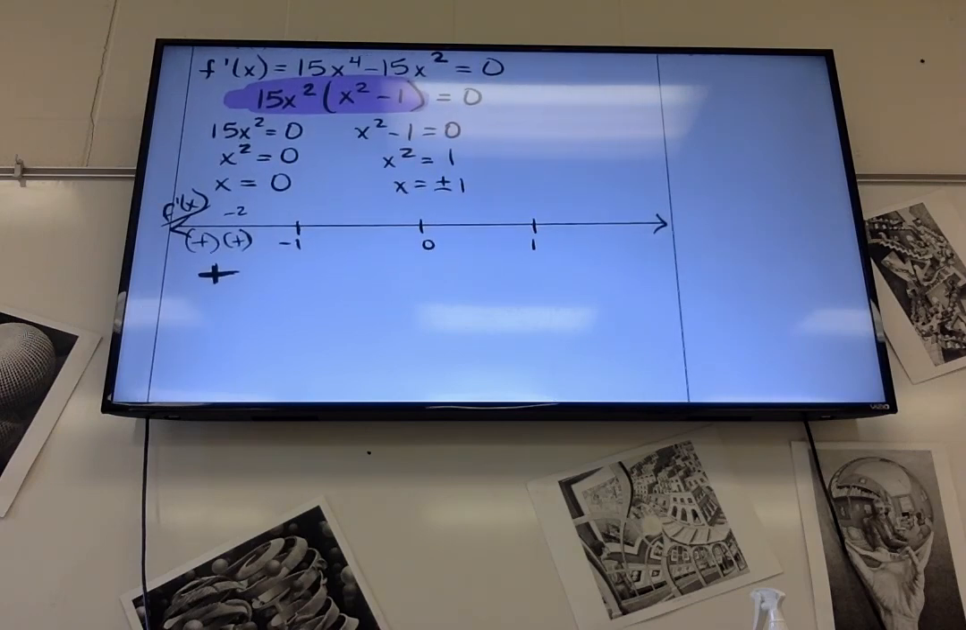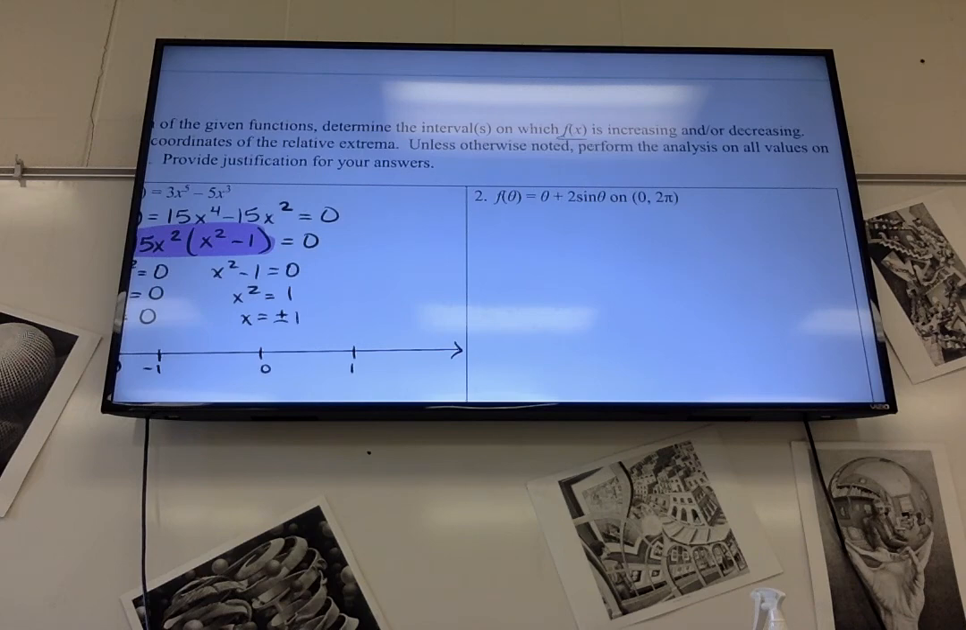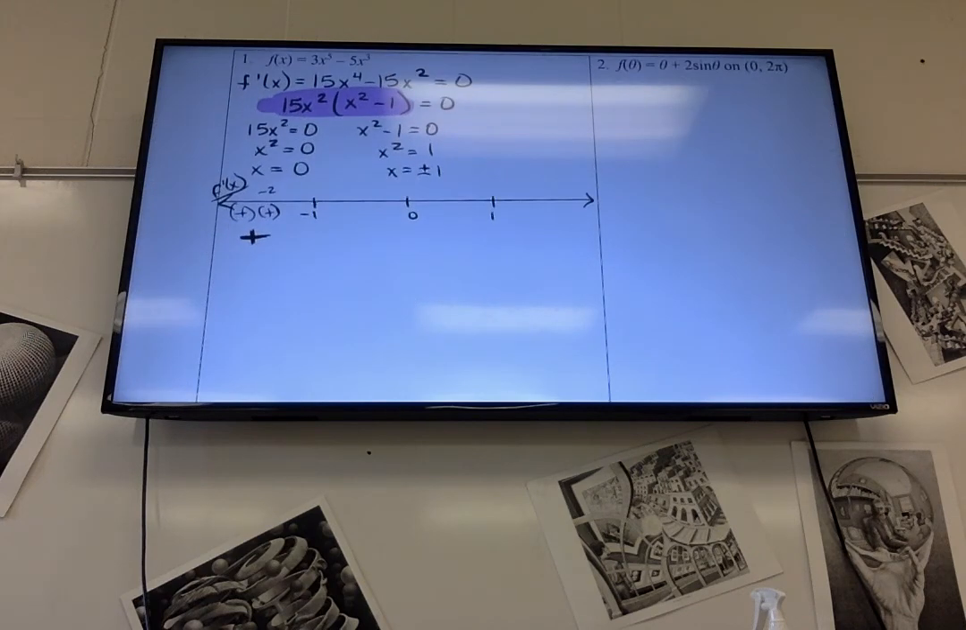Which one are we trying to figure out? Because right now it's positive. We're trying to figure out f of x. Okay, so yeah, it just means it's increasing. It could be below the x-axis, but it's increasing.